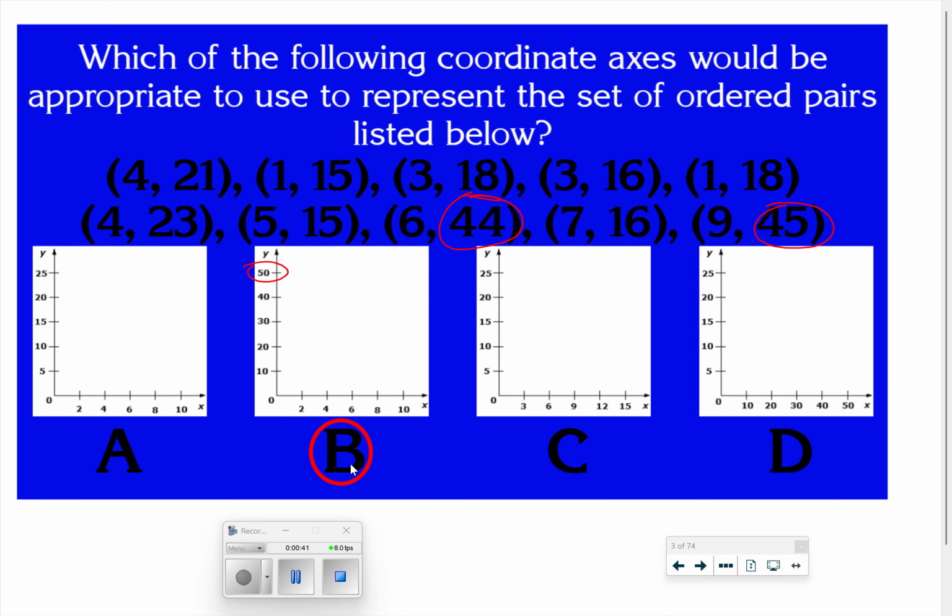Okay, so the answer is B. If you look here, you see some of these numbers are bigger than 25. All right, 44 and 45. So you need something that goes from 0 all the way up to 50 for the y-axis. So all these y's here. Since that's the only one that does that, that's why I picked that one.